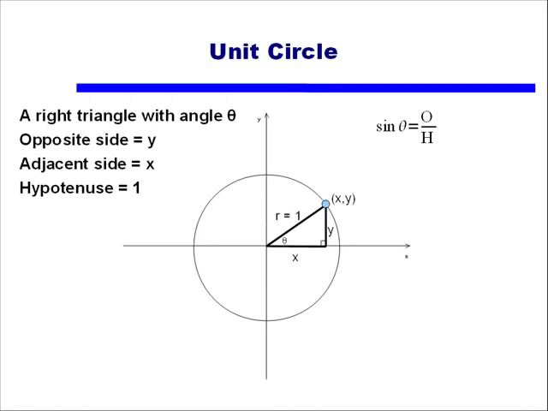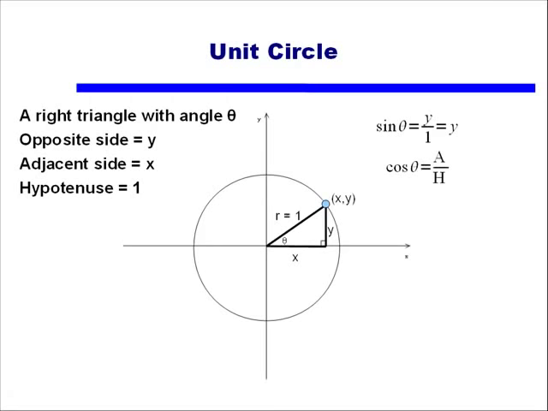Once I have my sides in terms of opposite, adjacent, and hypotenuse, I should immediately think of my trig functions. Let's start off with sine of theta. Sine of theta, we've already discussed, is opposite over hypotenuse. Well, with this particular example, if I know the opposite side is y, and my hypotenuse is 1, then I can find that the sine of theta is equal to opposite over hypotenuse, or y over 1, or simply y.